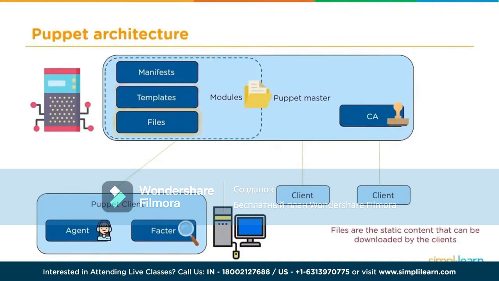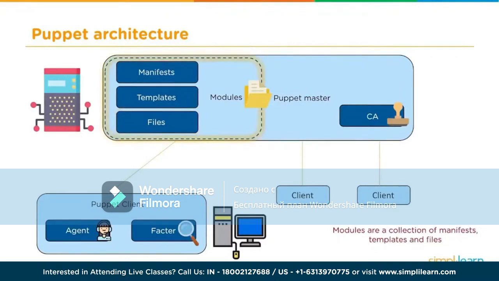Files are your static contents. So the files are basically sent to your client and they are simply downloaded at the client. There is no execution or compilation involved with your files. Now this is where files and templates are extremely different. Because with templates, they are never sent over to your client. The templates are simply read by the parser at the master itself. Modules ties the manifest, templates and files into a single unit.